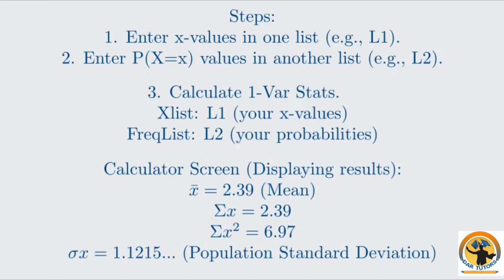When you hit Calculate, you'll get a screen like this. Notice the value for x bar, which represents the mean. It's 2.39, matching our manual calculation. And the value for sigma x, which is the standard deviation for the entire population, our probability distribution, is 1.1215, matching our result. Using the calculator saves a lot of time and reduces calculation errors, which is invaluable in an exam.